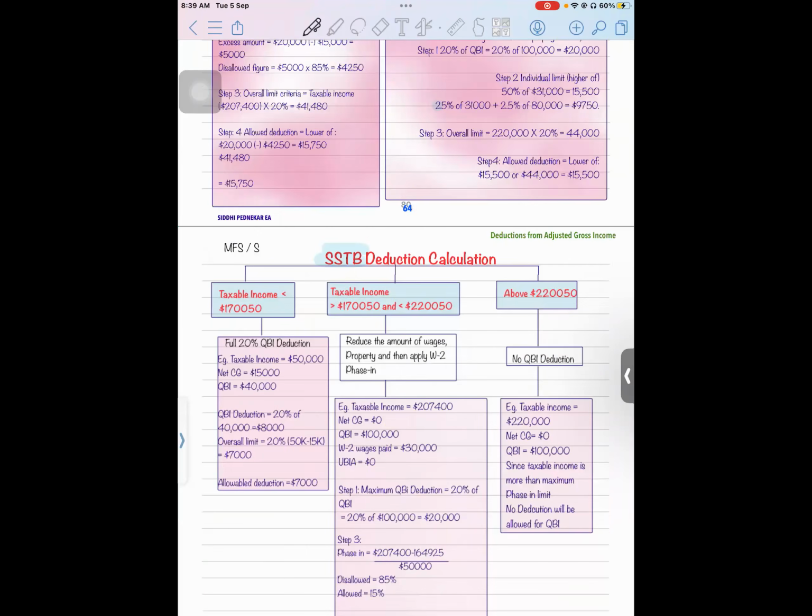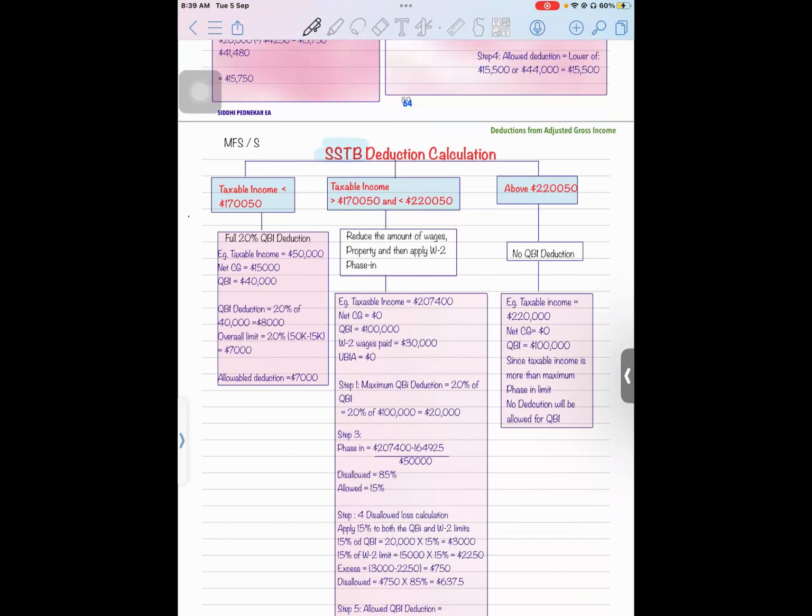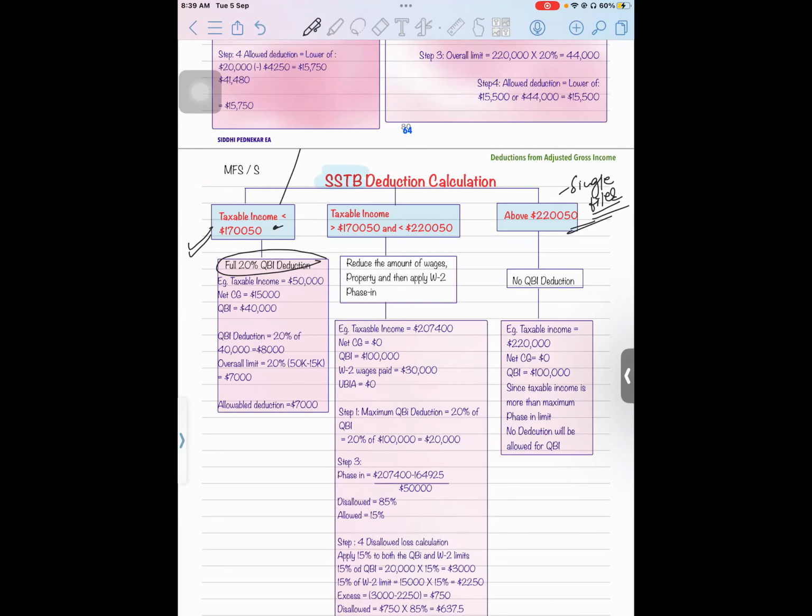SSTB here will have the same limits. Here also you have to compare the taxable income, whether it is falling below or above these limits, which are mentioned here for single filers. They don't expect you to remember these limits, so for QTB and SSTB, it's fine if you don't remember them. For taxable income less than 170,050, simply take 20% of QBI. This step is the same as that of our QTB.